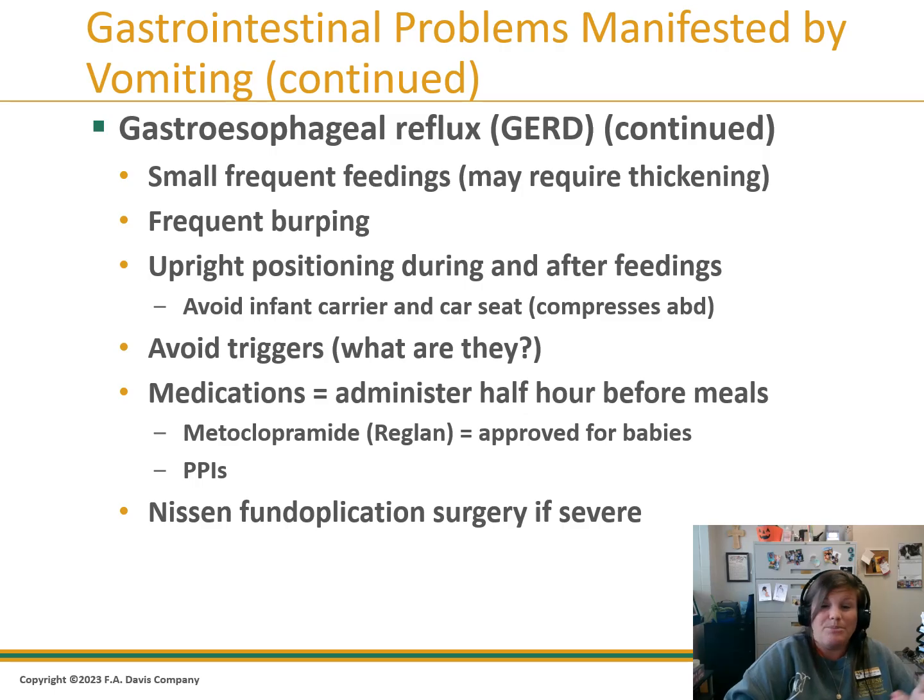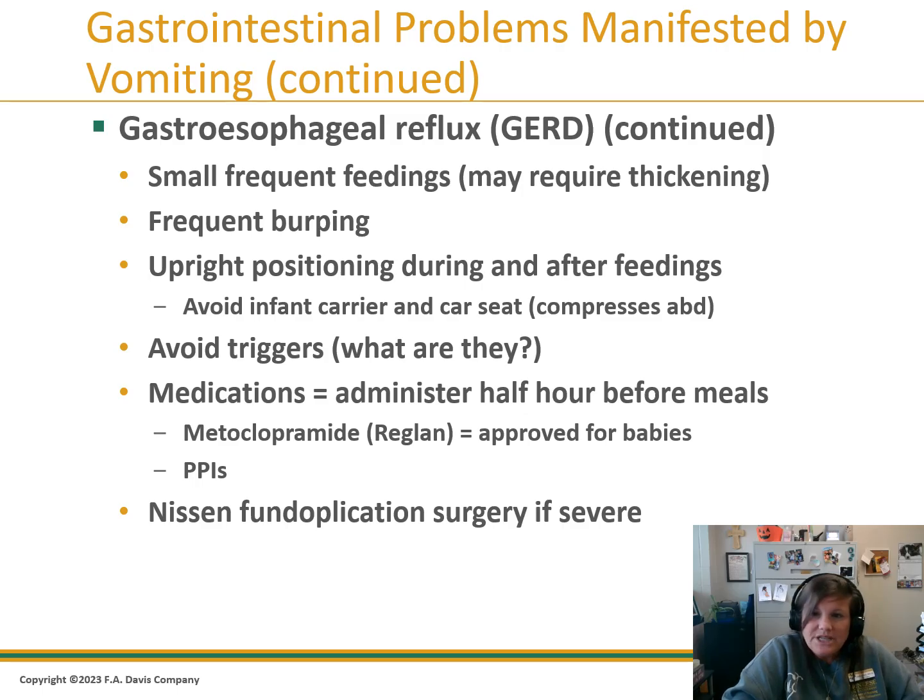Another example would be Reglan or metoclopramide, which is approved for babies, infancy, like very young, to help with this particular problem. Zantac is another example that is typically prescribed for babies for this. Now, Zantac itself, I think maybe was removed from the market, but the generic of it, I can't right now think of what that is.